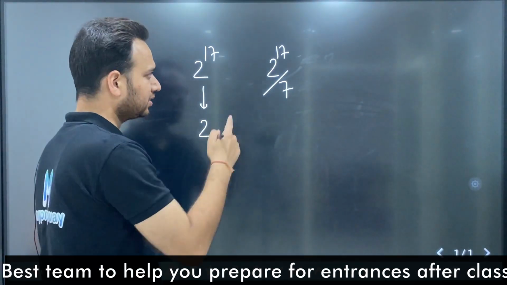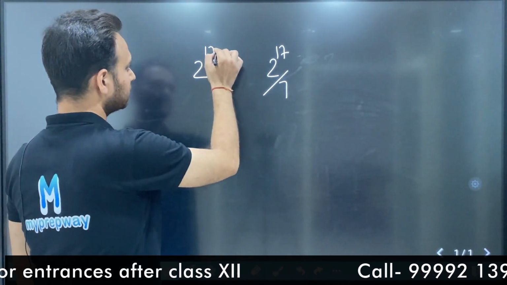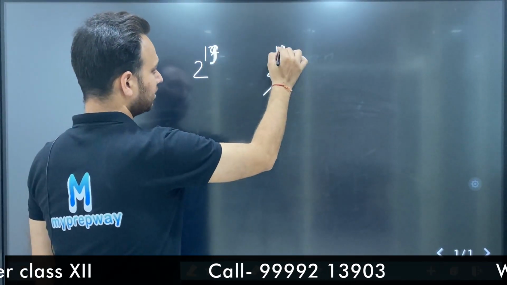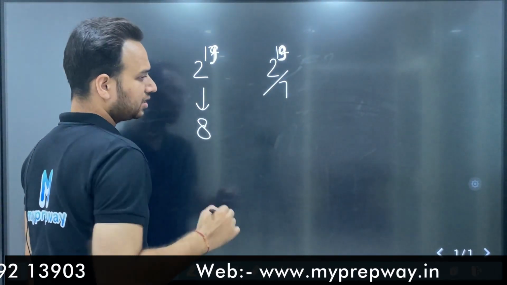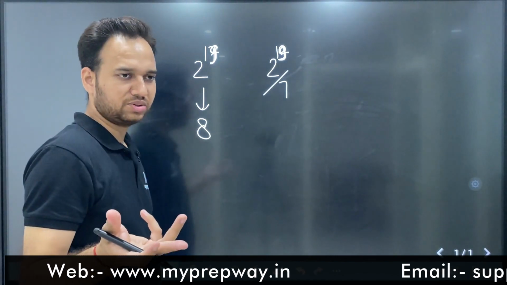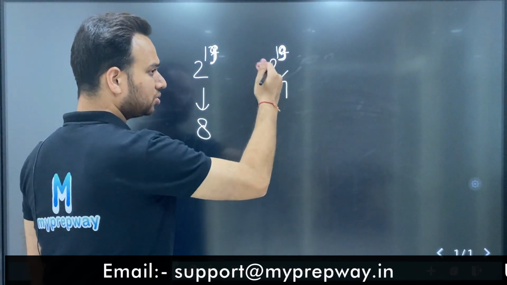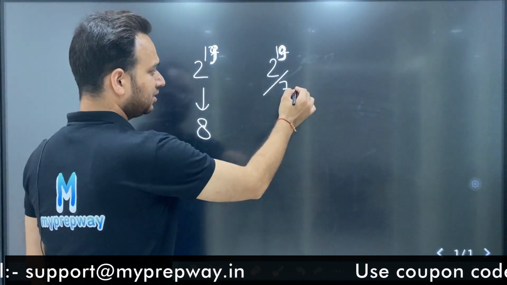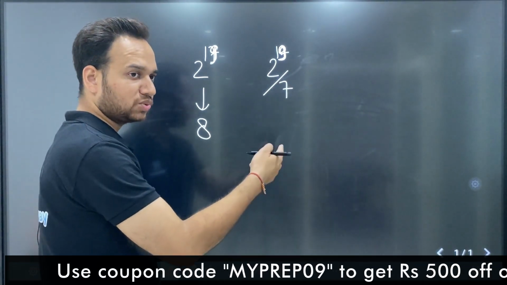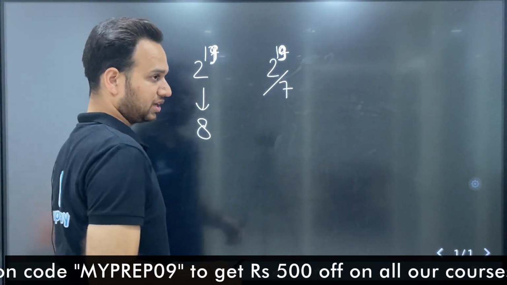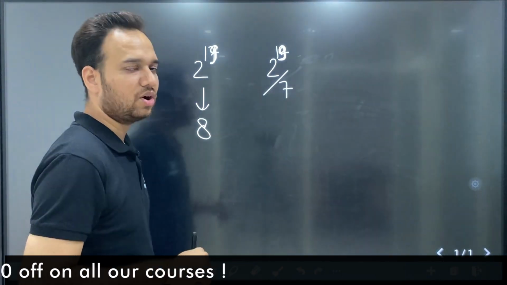I'll take a different number so that you have some distinction between these. I'll make both these numbers 19. So for 2 to the power 19, the unit digit would be 8. You can calculate it by your method as you want. For 2 to the power 19 divided by 7, the remainder won't be 8. Or 8 divided by 7, the remainder is 1. So you can't calculate the remainder using the unit digit. The remainder that you have calculated is actually wrong.